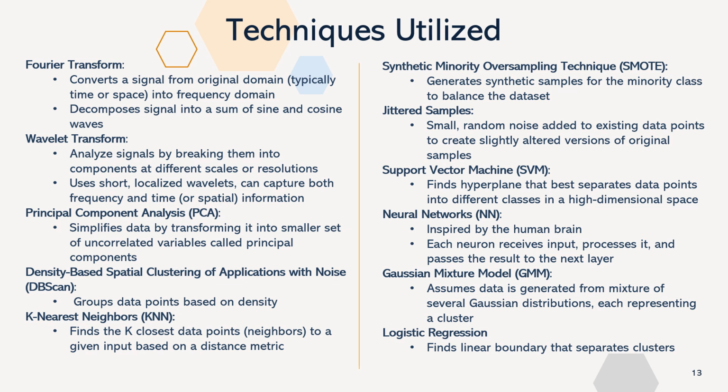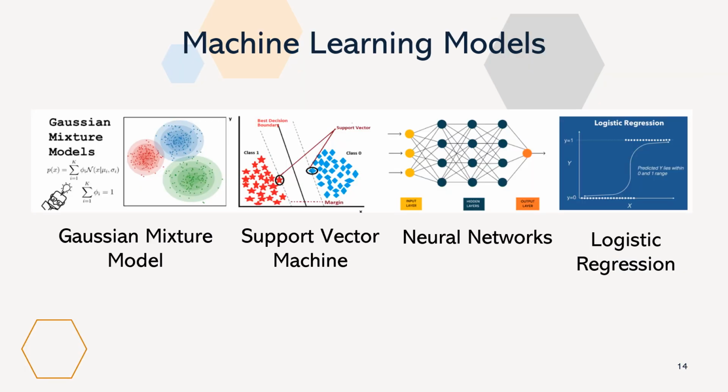So here's a list of all the techniques I've utilized through my project. Some of them are more statistical features, others are more machine learning based techniques. So after feature engineering, dimensionality reduction, noise removal, and then upsampling, I have finally obtained clean data which will then be used to train machine learning models.